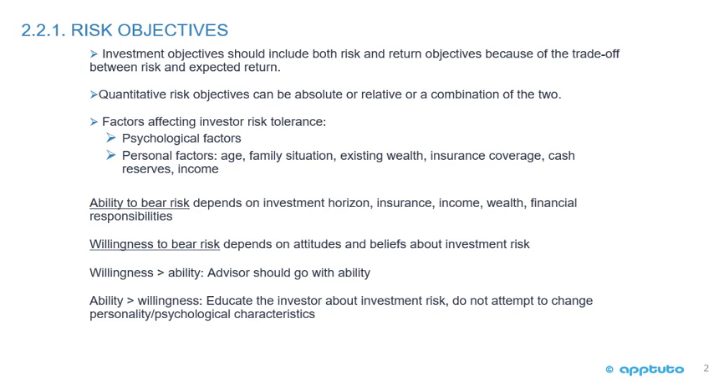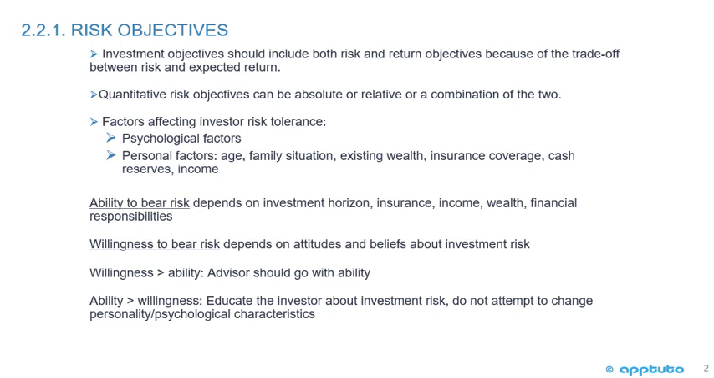There are two factors affecting risk tolerance. One, psychological factors, and two, personal factors such as age, family situation, existing wealth, insurance coverage, cash reserves, and income. The ability to bear risk depends on the investment horizon, insurance, income, wealth, and financial responsibilities. The willingness to bear risk depends on attitudes and beliefs about investment risk.